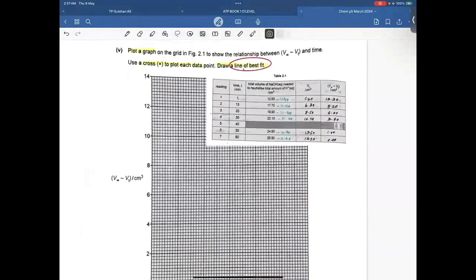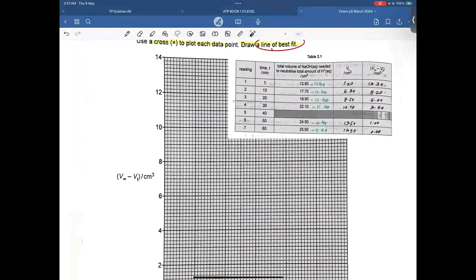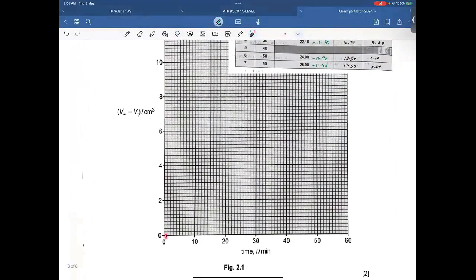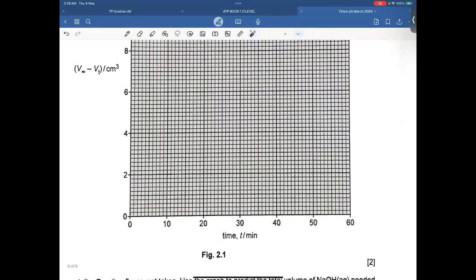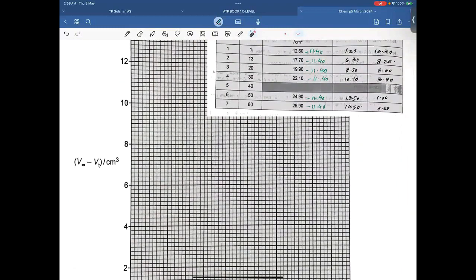All right. So we have 2, 3, 4, 5, 6, 7, 8, 9, 10, 11, 12, 13, 14. That's the scale. And we have 5, 10, 15, 20, 25, 30, 35, 40, 45, 50, 55, 60. I hope it makes sense to you. So what sort of scale do we have? V infinity minus Vt is going to be on the y-axis, and time has to be on the x-axis. So time is going to be the independent variable, guys. That's what we decided on the last page.